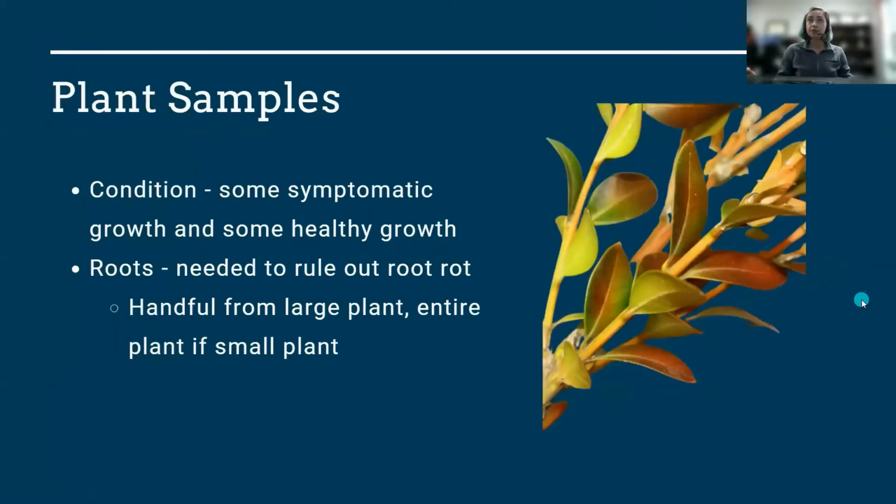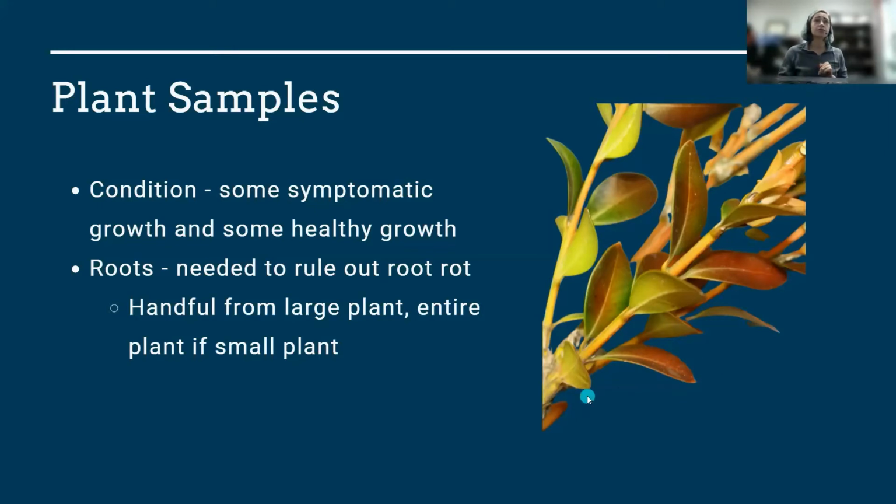For plant samples submitted to the lab, I really need plants that have some healthy tissue and some symptomatic tissue on them in order to make a good diagnosis. Unfortunately, I am not a plant mortician and I can't give an accurate diagnosis if the plant is already completely dead. There are certain pathogens that will be present on dead tissue alone, so they're feeding on the dead tissue and they can outcompete, once the plant is dead, a pathogen or problem that originally caused the plant to die. So we always want some healthy growth and some symptomatic tissue on plants submitted.